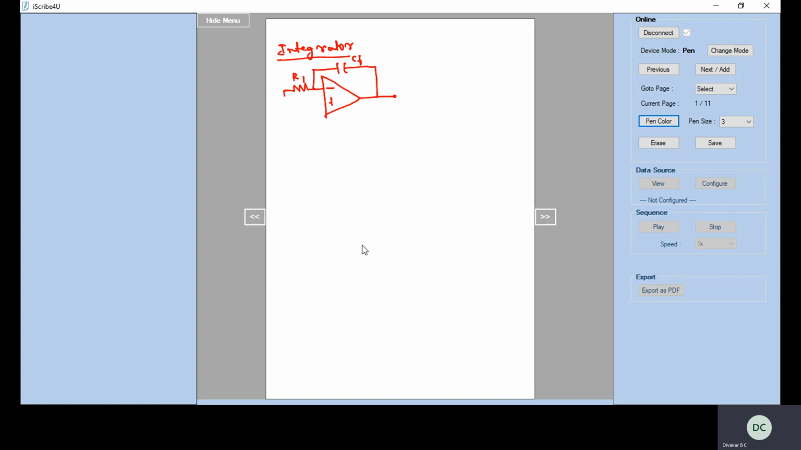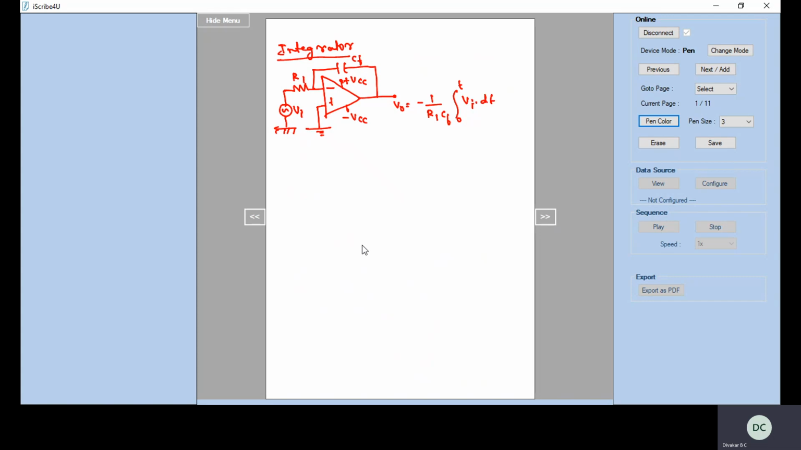So this is R1. We are going to apply the input at the inverting terminal. The non-inverting terminal is connected to the ground. This is plus VCC. This is minus VCC. And V0 is equal to minus 1 by (R1 into CF) integral 0 to T of Vi dt. So this is the output expression.